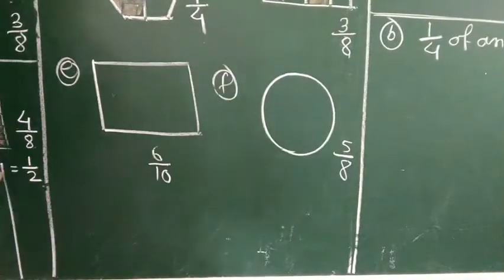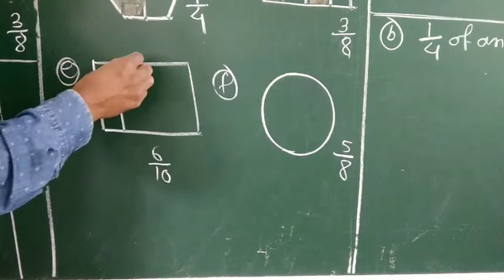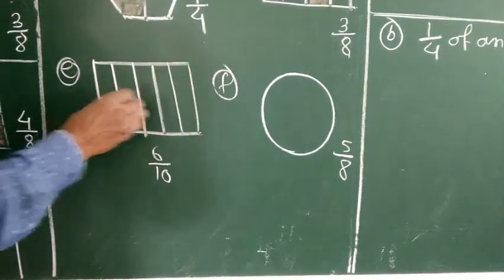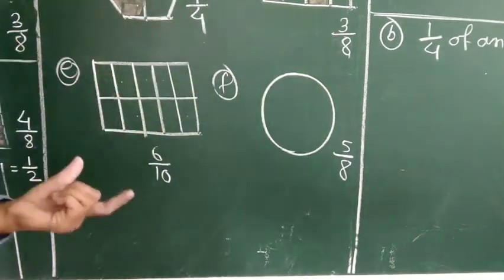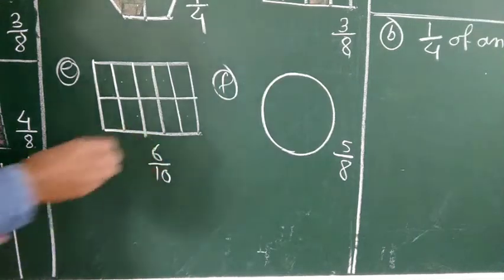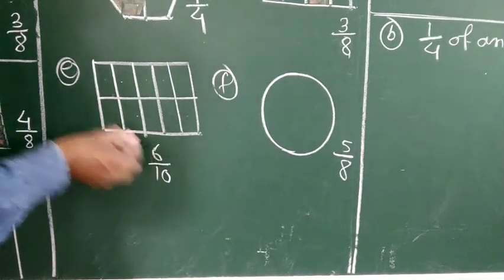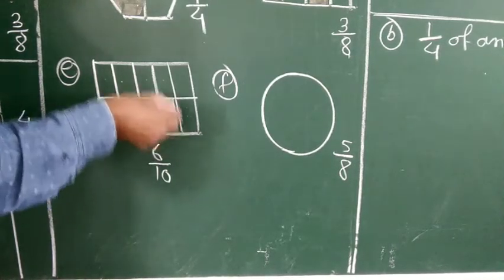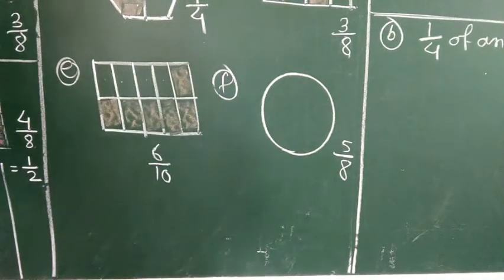Now next, it is 6 by 10. Here we have to make 10 parts. See, this way you can make 10 parts. Now see, these are 10 parts. 1, 2, 3, 4, 5, 6, 7, 8, 9, 10. In a different way also you can make them here. आप दूसरे तरीके से भी 10 part बना सकते हैं. So see, 10 parts, and out of 10 parts we have to color 6 parts. See, it is 1 part, then 2, 3, 4, 5, and this one is 6. Okay. So this way we color here 6 parts.